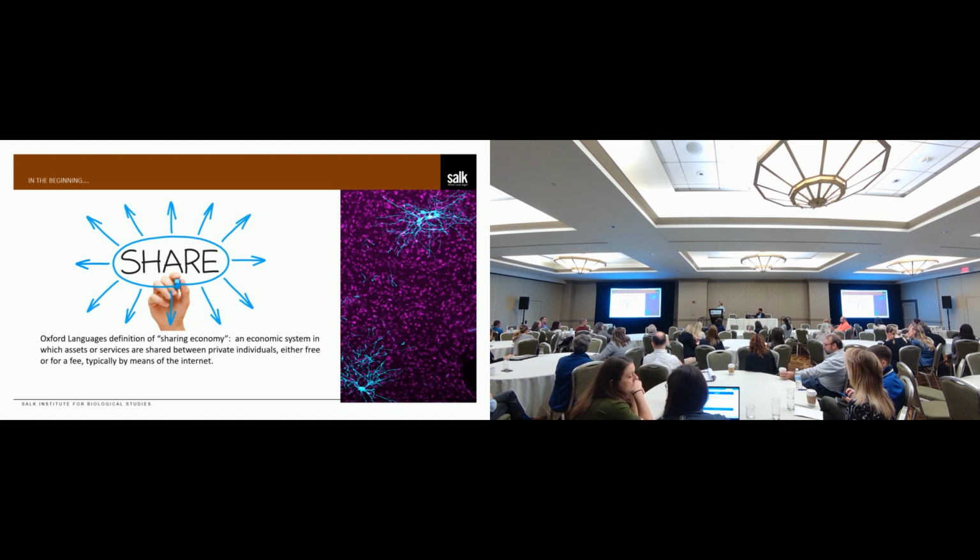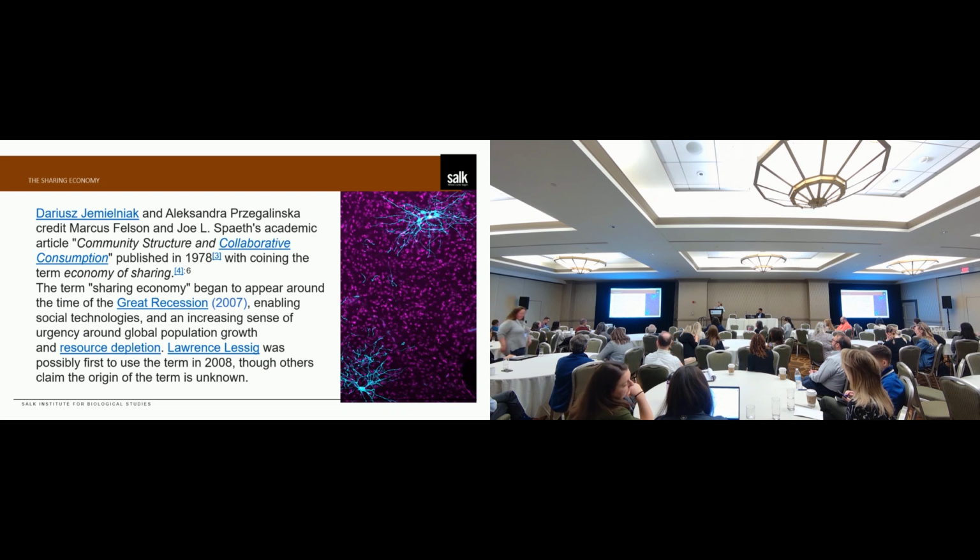I found this diagram and a definition of the sharing economy, which they said is a relatively new term. What they mean by the sharing economy, at least according to the Oxford Dictionary, is an economic system in which assets or services are shared between private individuals, either free or for a fee, and today it means typically by means of the internet. So you can see how modern this definition is.